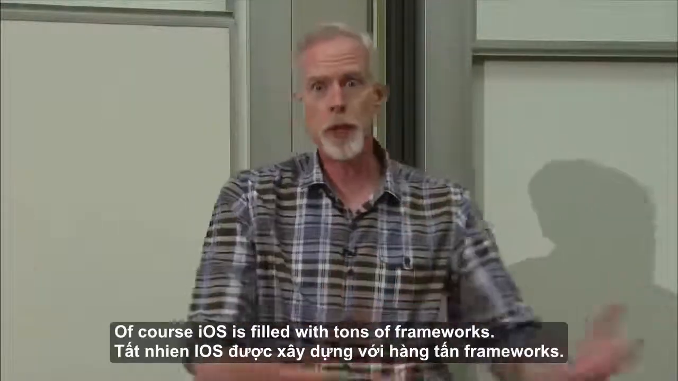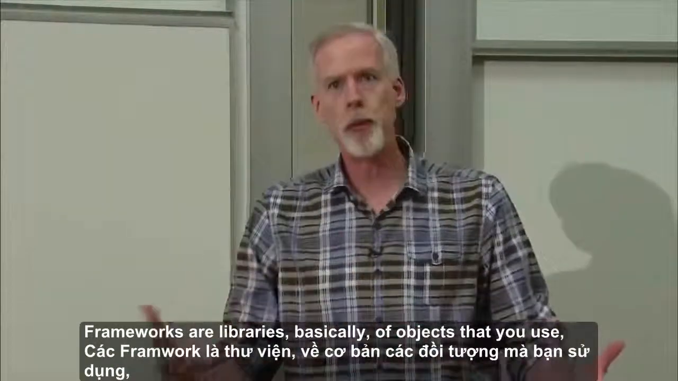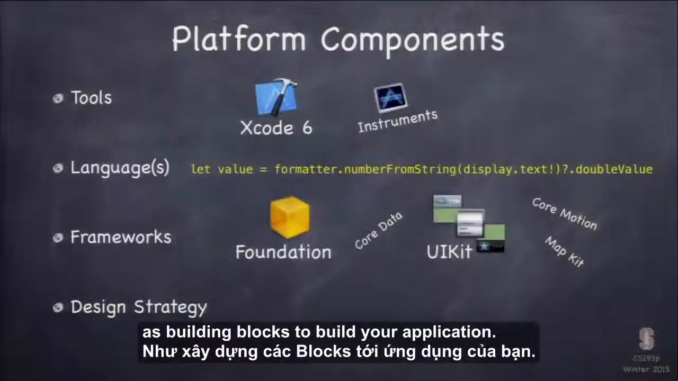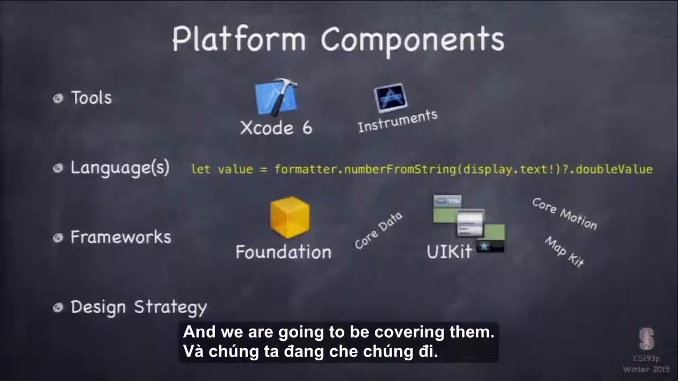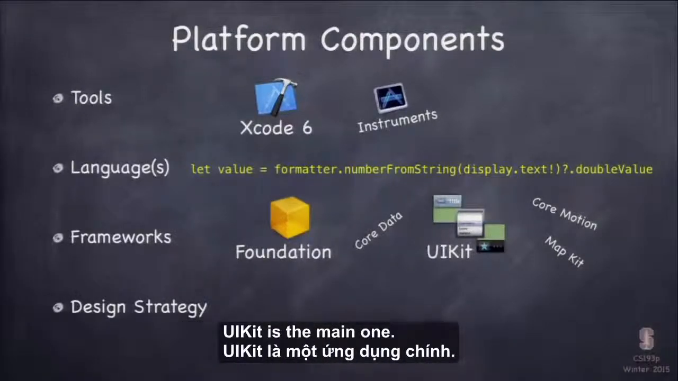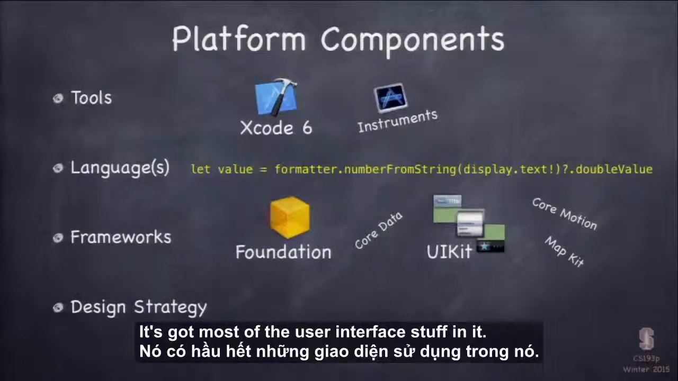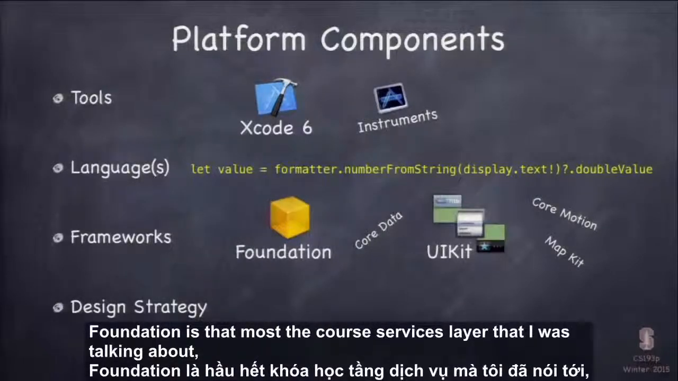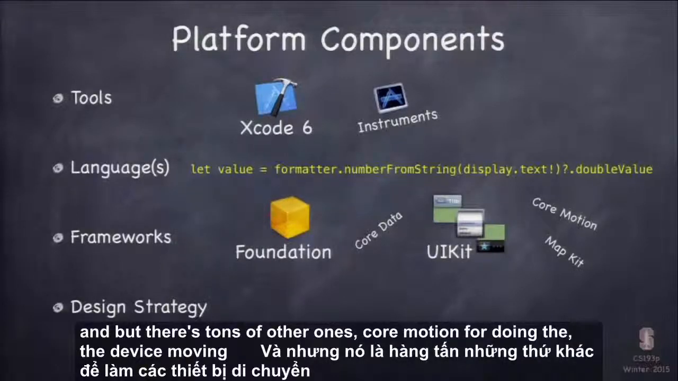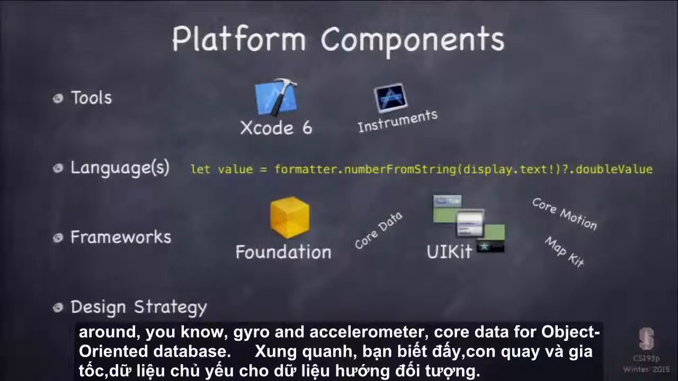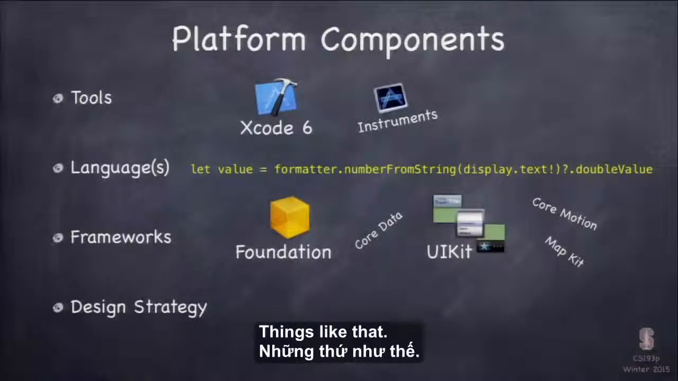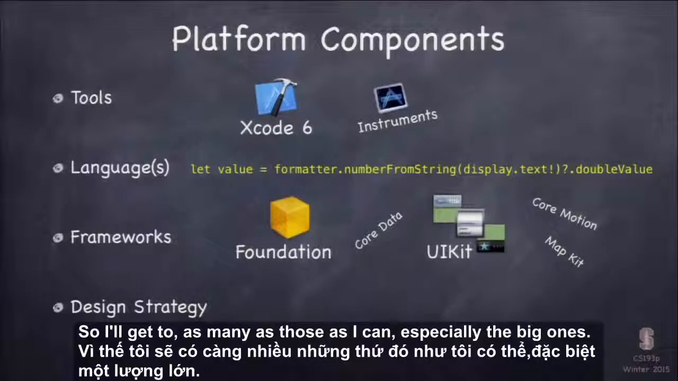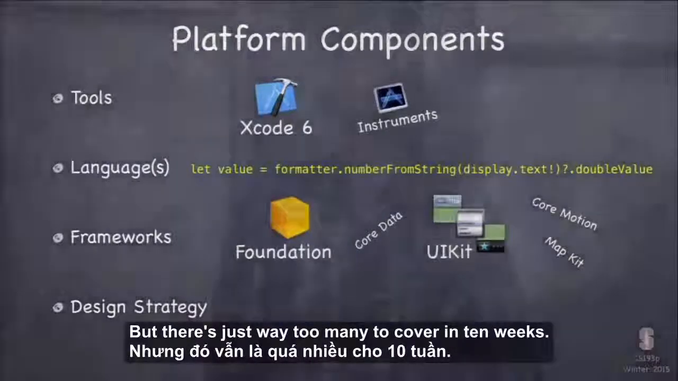Of course, iOS is filled with tons of frameworks. Frameworks are basically libraries of objects that you use as building blocks to build your application, and we are going to be covering them. UIKit is the main one. It's got most of the user interface stuff in it. Foundation is that core services layer that I was talking about. But there's tons of other ones. Core Motion for doing the device moving around, you know, gyro and accelerometer, Core Data for an object-oriented database, things like that. So I'll get to as many of those as I can, especially the big ones. But there's just way too many to cover in 10 weeks.